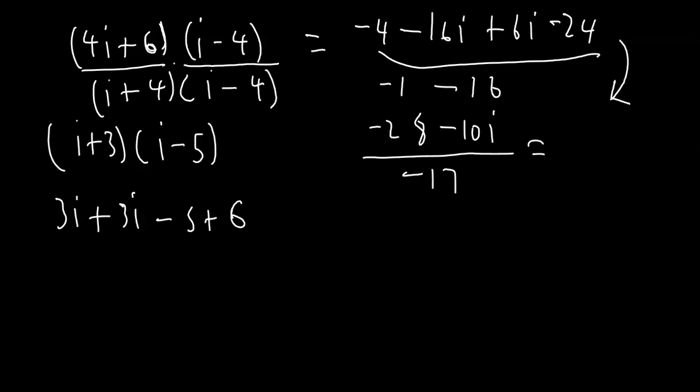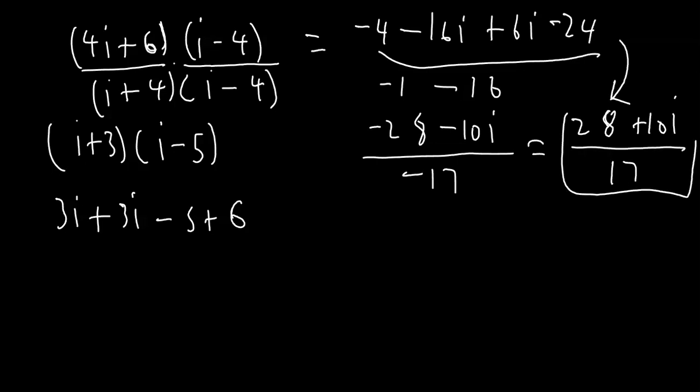Then this is equal to 28 plus 10i over 17. And that's your answer. So yes, as you can see here, division is kind of the most tedious, but if you can just identify what the conjugate is, it's not really too tedious after that, as it's just a lot of algebra and rules to follow. I would say for division, the most important thing is finding out what the conjugate is.